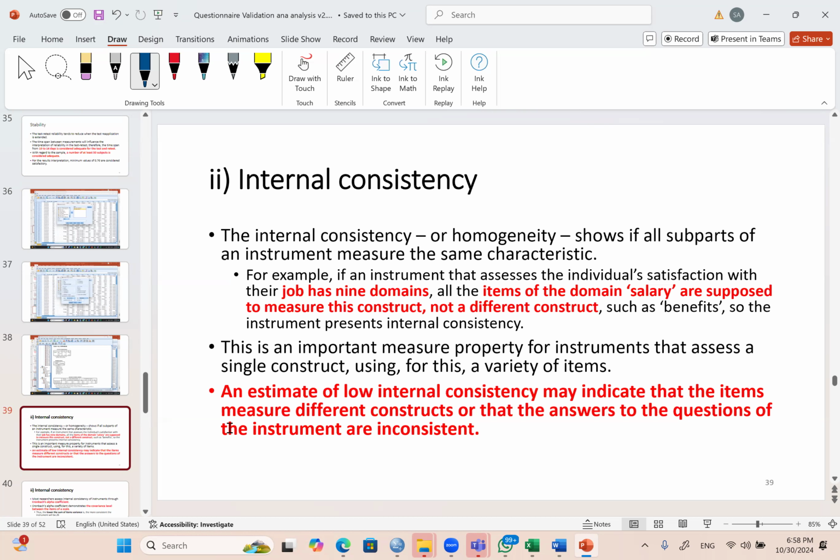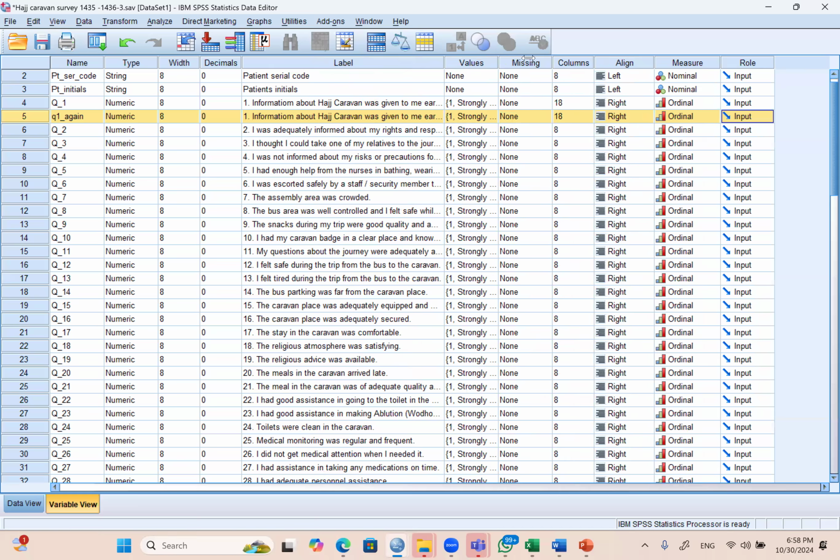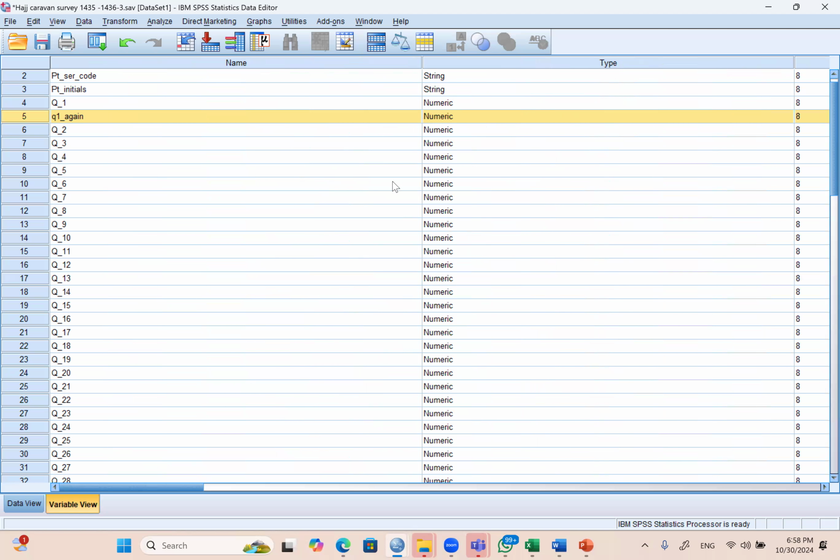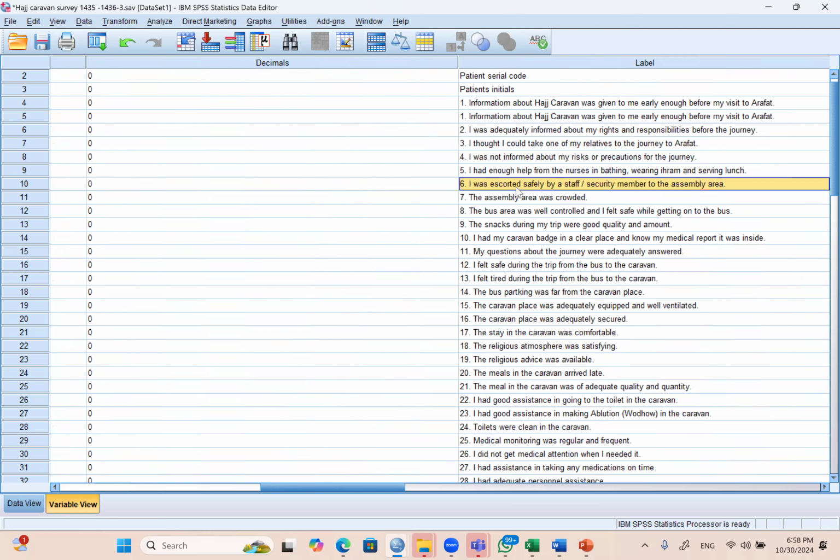Now, this internal consistency is not about repeating the questionnaire. It's about the relation between the questions within different parts of the questionnaire. So let's go back to the Hajj Caravan questionnaire. Here I have the list of questions.